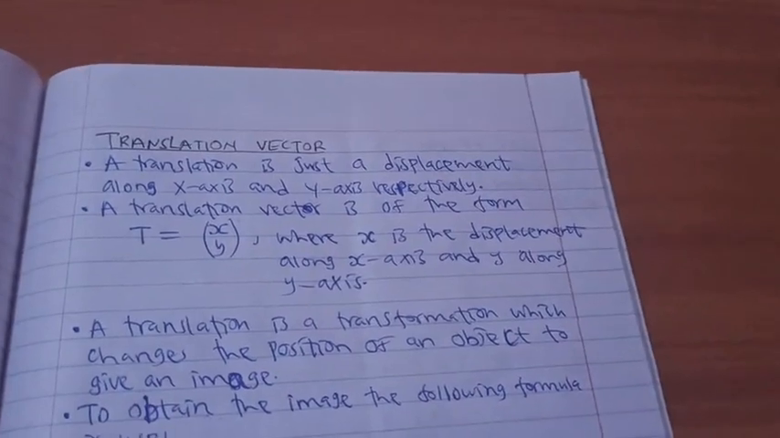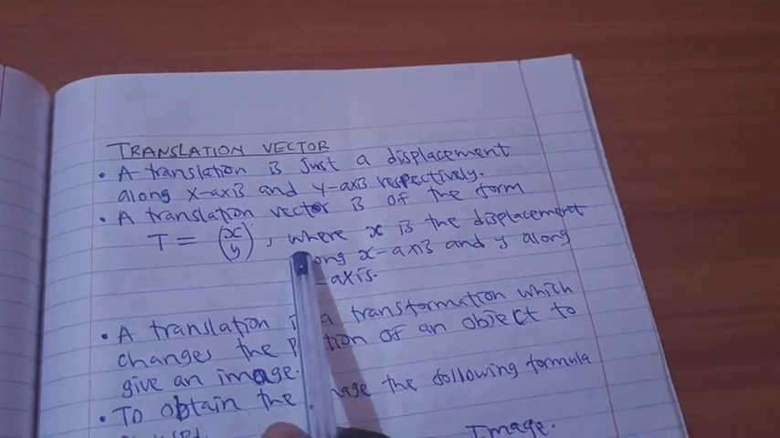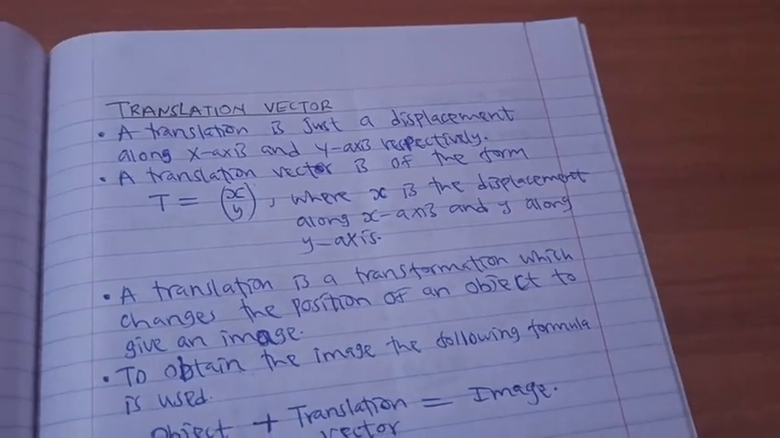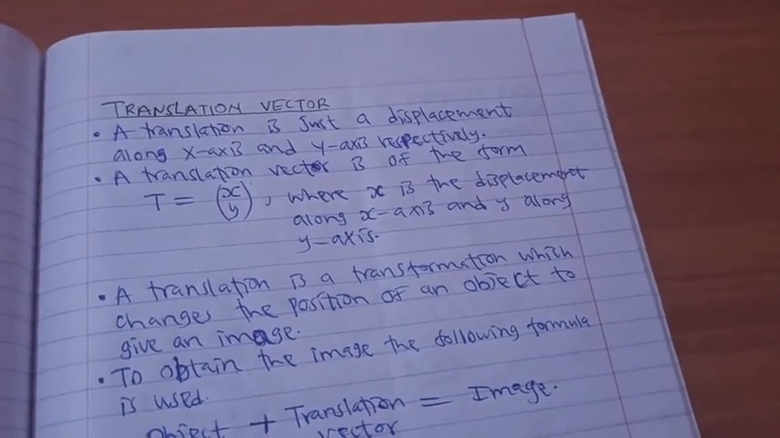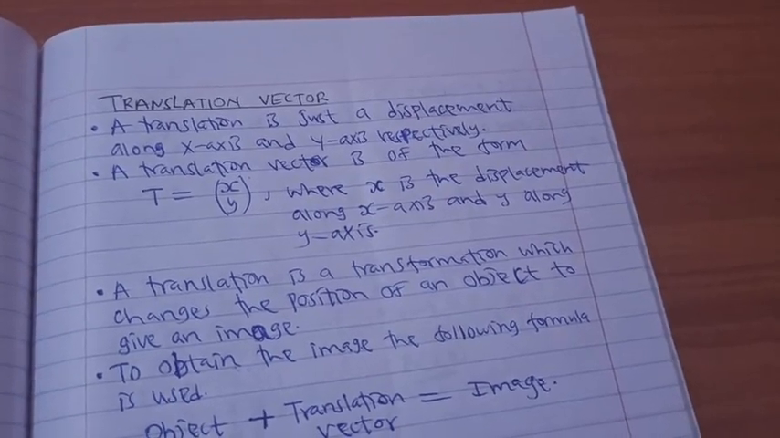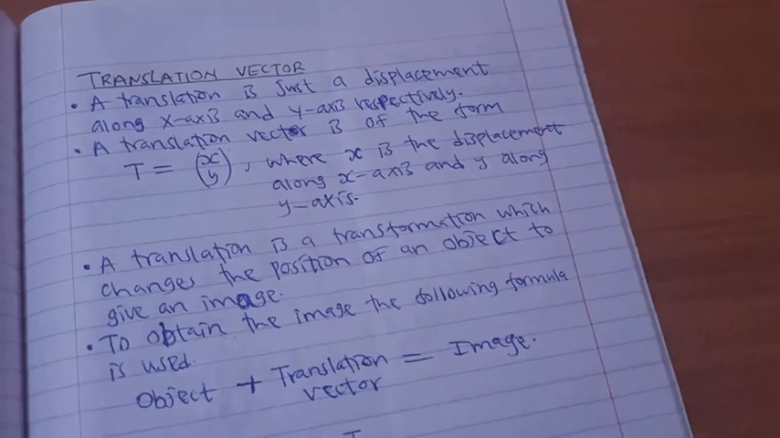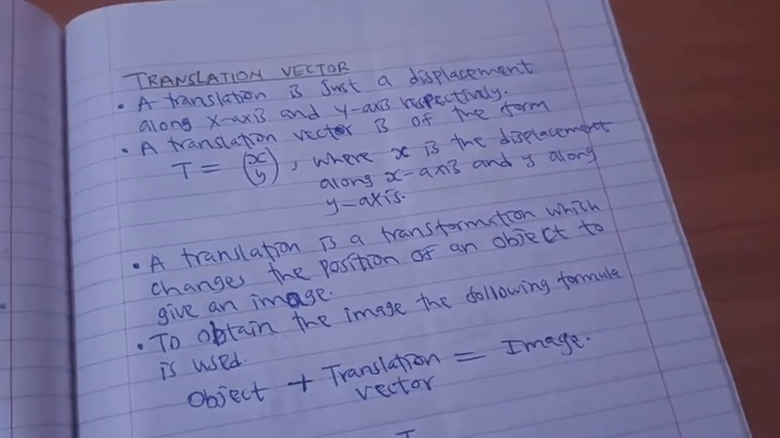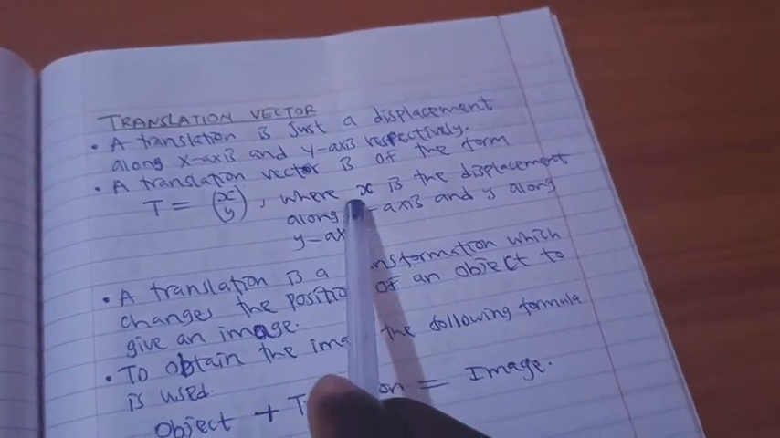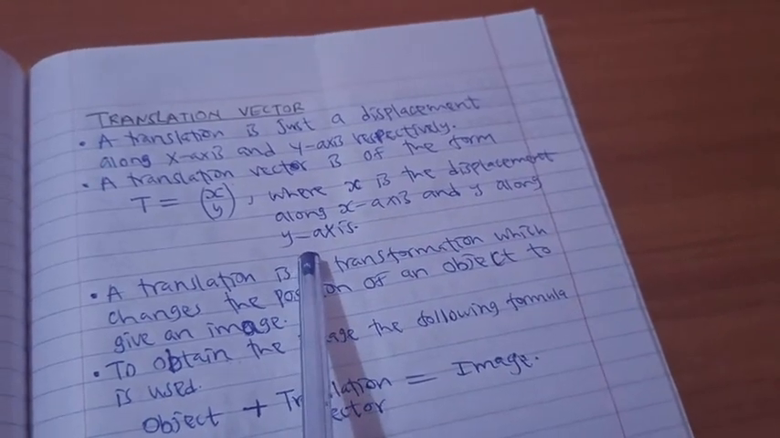Welcome to translation vector. A translation is just a displacement along the x-axis and the y-axis respectively. Therefore, if we are looking for a translation, it's just a movement. If a point is in a given position and you're told to translate it, you first consider how it has been moved along the x-axis, either in the negative or positive direction. Then after that, you consider the displacement along the y direction. Now, a translation vector is of the form (x, y), where x is the displacement along the x-axis and y is the displacement along the y-axis.